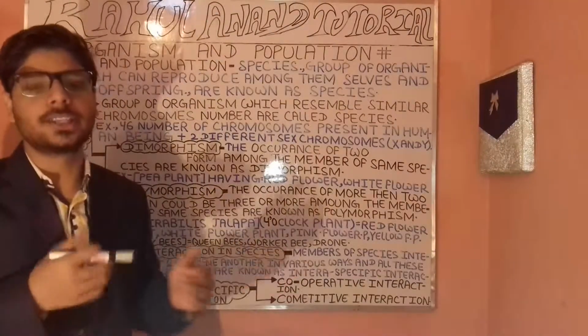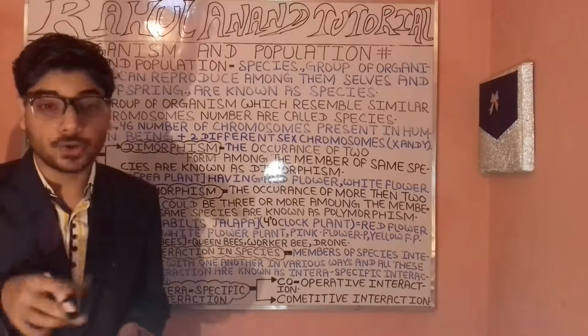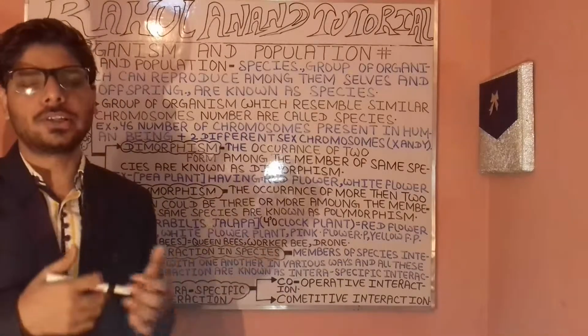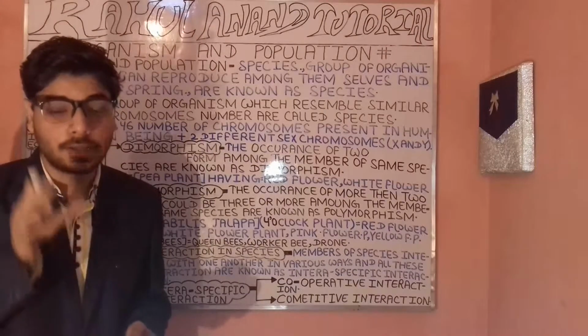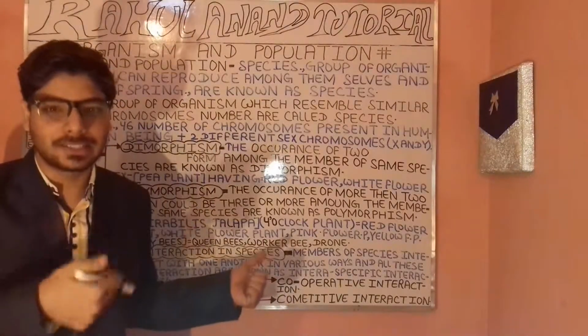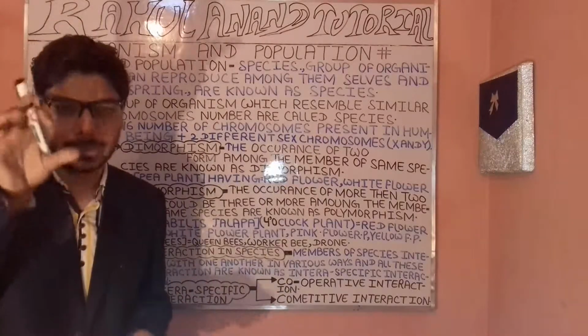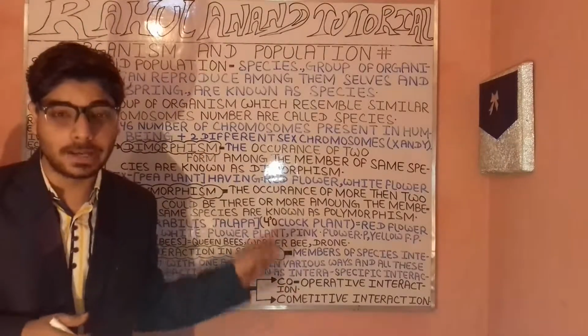Now let's understand what polymorphism actually is. When we are talking about polymorphism, what will be happening? The occurrence of more than two forms belonging to the same species will come under the polymorphism case. So same species, you are very clear about that.